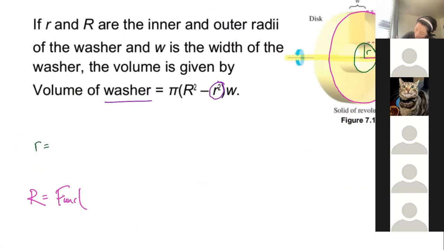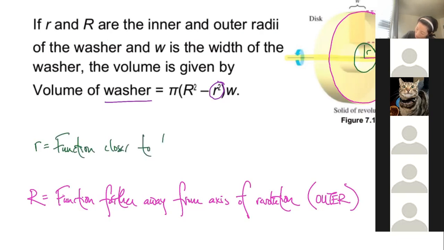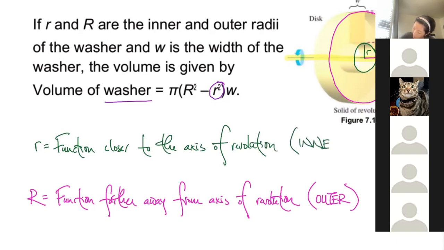And so maybe another way of saying that, we could say that it is the function further away from the axis of revolution. So inner or outer, right? So this one we could think about as the outer function. It has a greater distance from your axis of revolution, whereas the smaller radius will be defined by the function that is closer to the axis of revolution. We might think of that one as the inner one, okay?